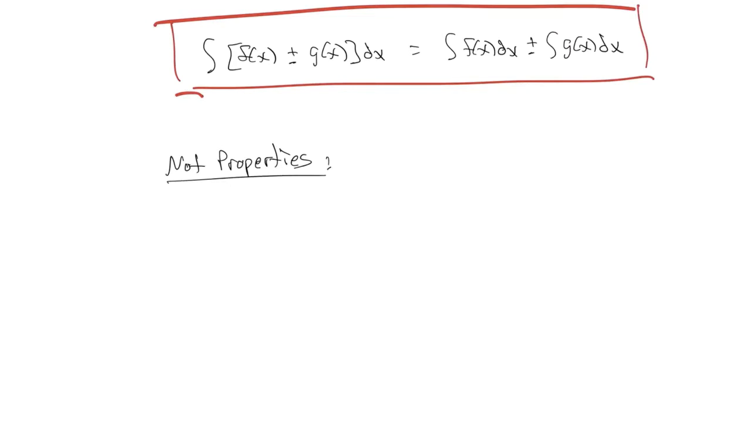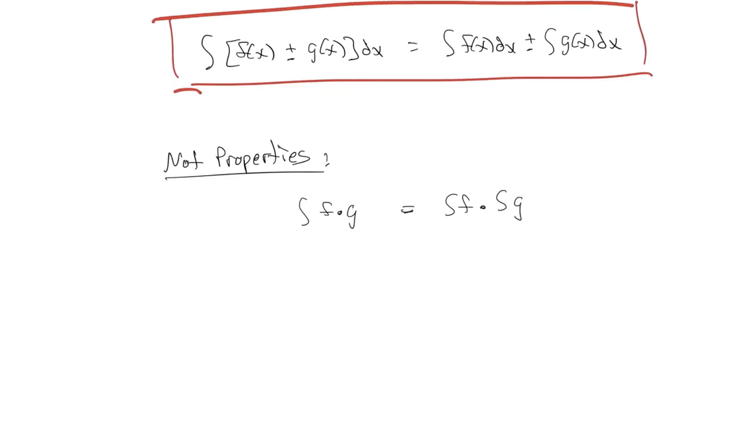So what is not a property is that the integral of f times g is the integral of f times the integral of g. That is not true. And if we think about products when we did derivatives, we had a special product rule. So a little bit later in the chapter, we're going to look at how we do integrals of products. We're going to have some techniques that we use. So I'm going to say these two things are not equal to each other. That is not a property.